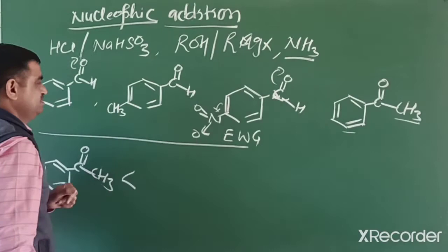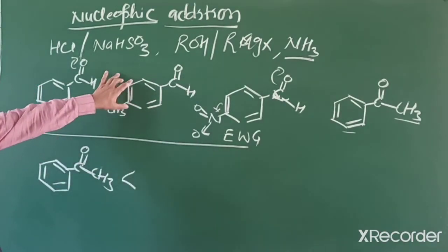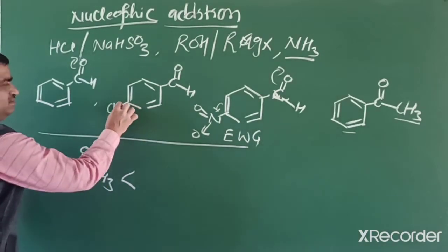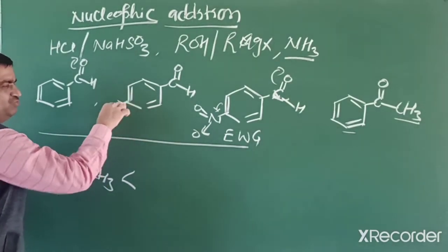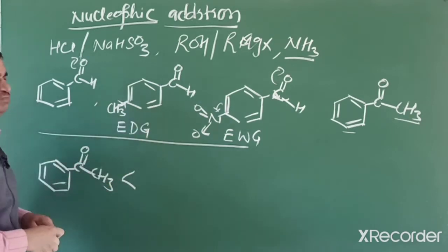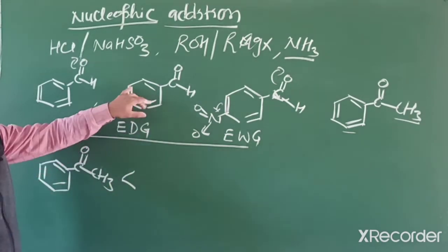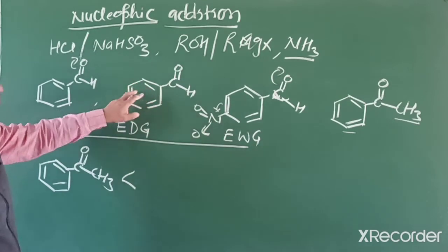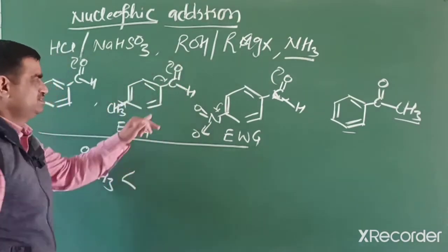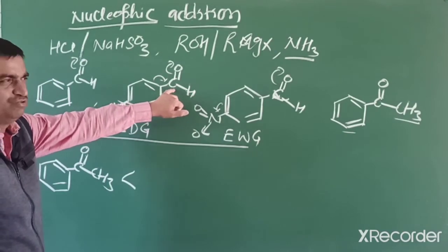Nitrobenzaldehyde is most reactive, and after that benzaldehyde. This again has a para position group, an EDG, electron donating group. This methyl group donates to the benzene ring, so it is more electron rich, and it moves electrons towards this side. So this carbon is less electropositive.